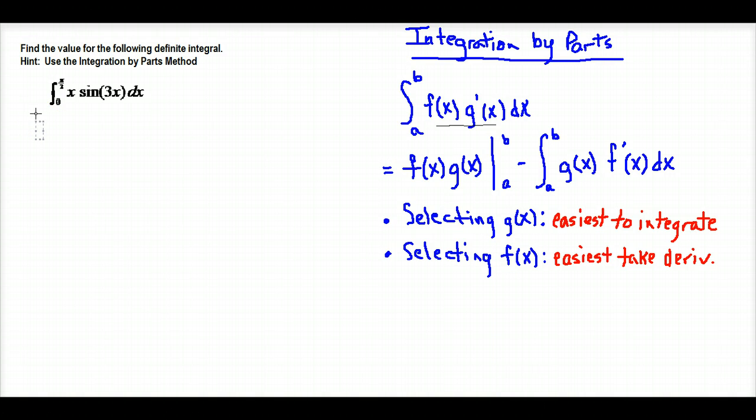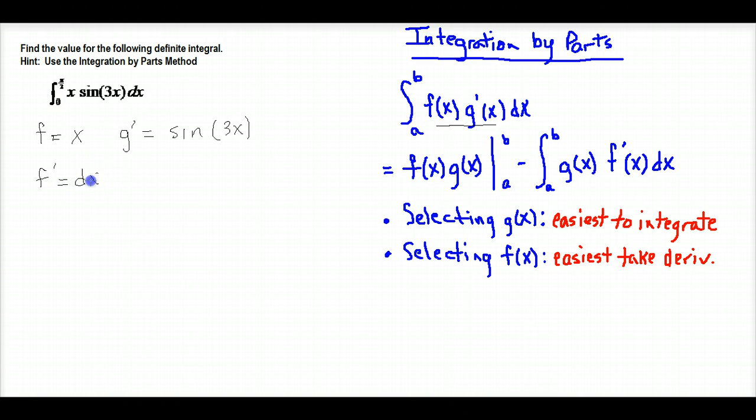So here we're going to let f just equal x, and we're going to let g prime equal sine of 3x. In doing that, we see that if we take the derivative of x, it's just 1, or particularly 1 times dx.